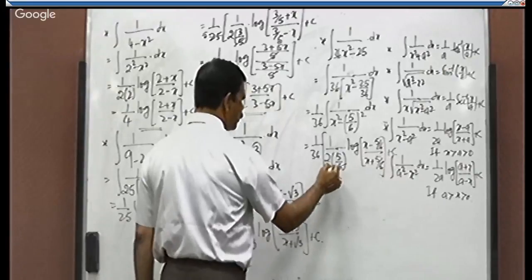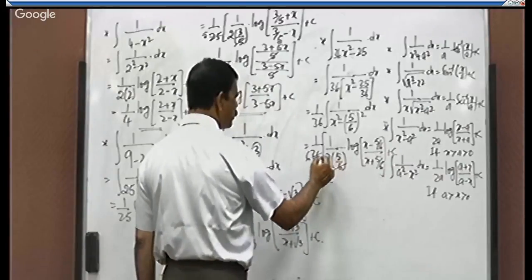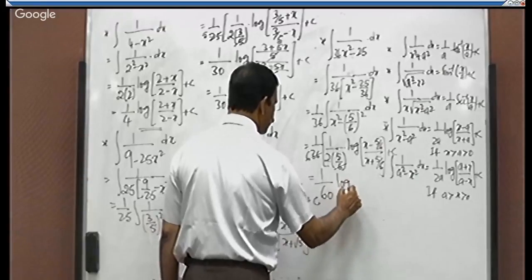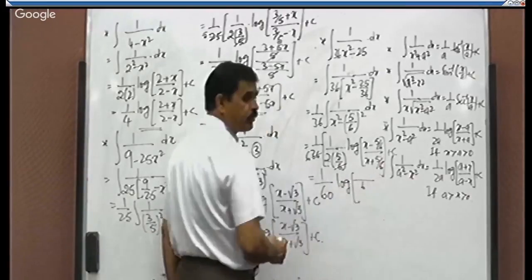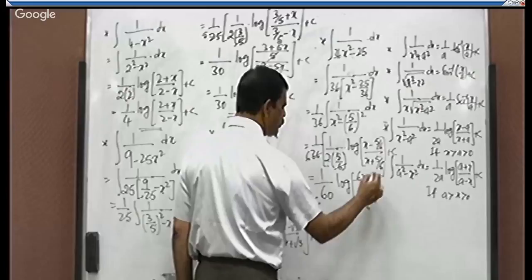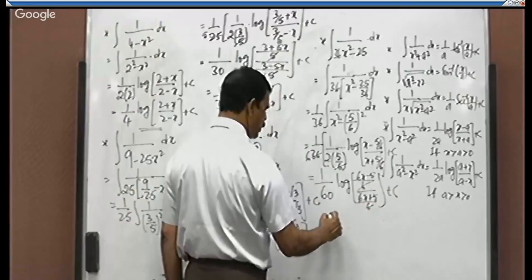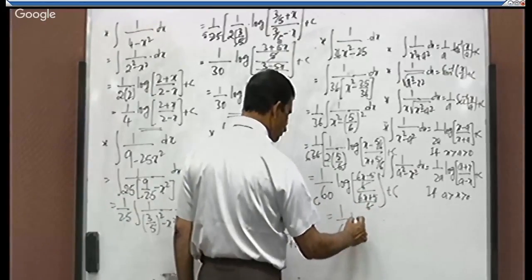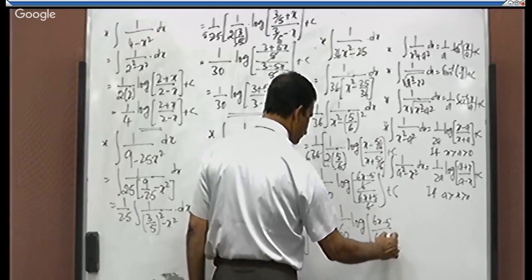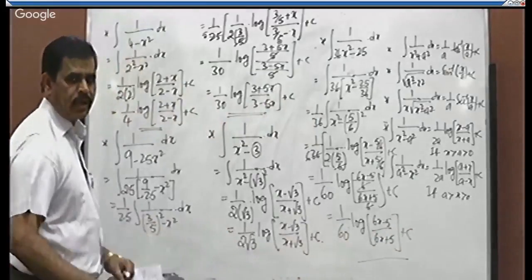You can cancel this, 6 and 6. That is 1 divided by 6 into 10. 5 2s are 10. 10 into 6 is 60 into log of, I have to take 6 as LCM, right? 6x minus 5 divided by 6x plus 5 plus C. 6 cancel. It is 1 by 60 into log of 6x minus 5 divided by 6x plus 5 plus C. Right?